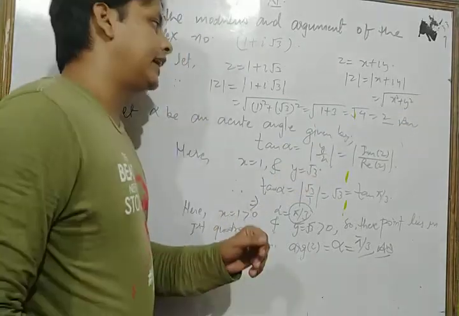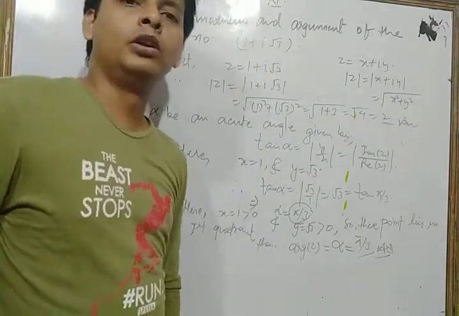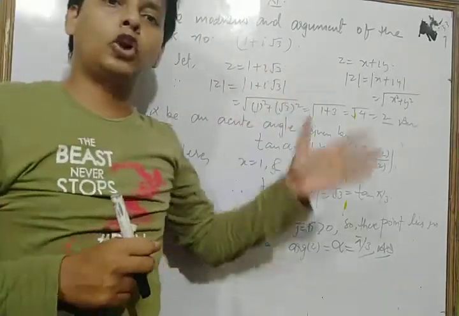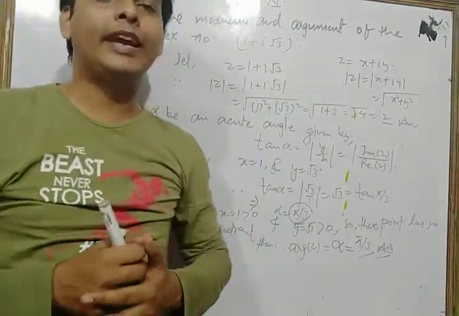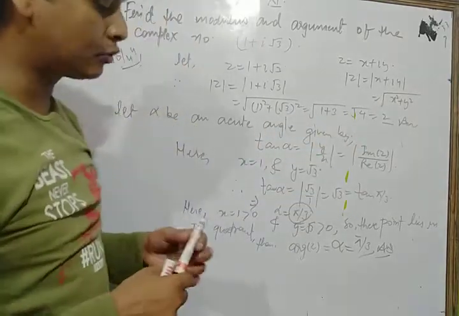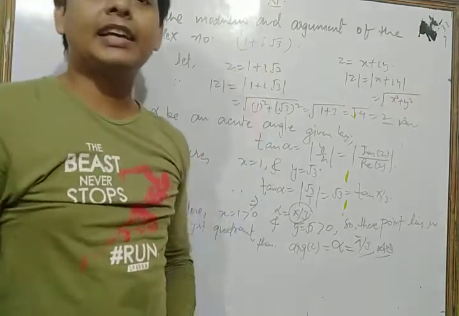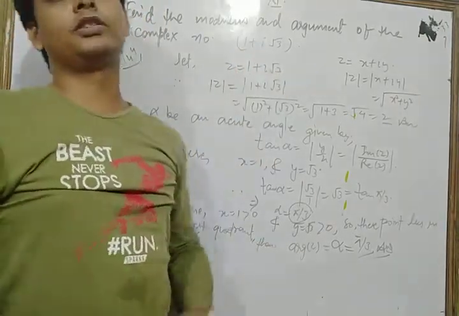Okay, so dear student, in this way we can solve so many questions based on the topic modulus and argument of any complex number. Let's see once more. Dear student, first of all we take z is equal to 1 plus i root 3, which is the given question.